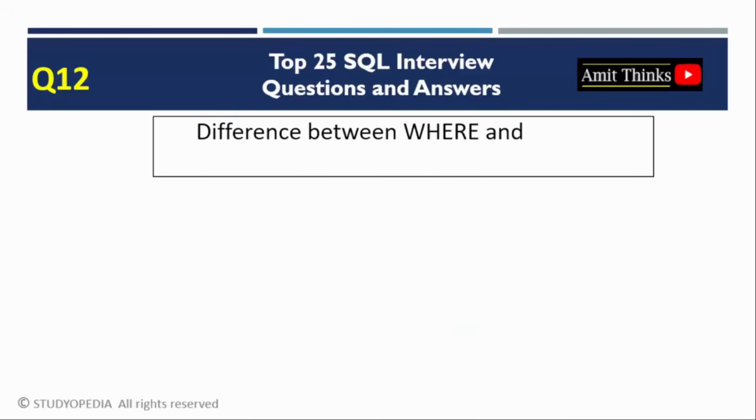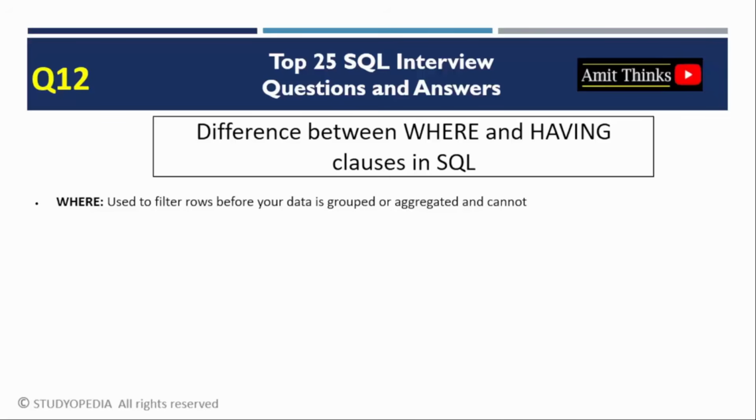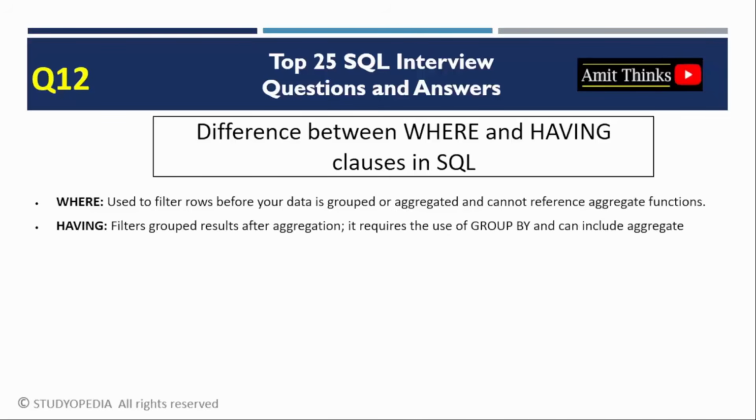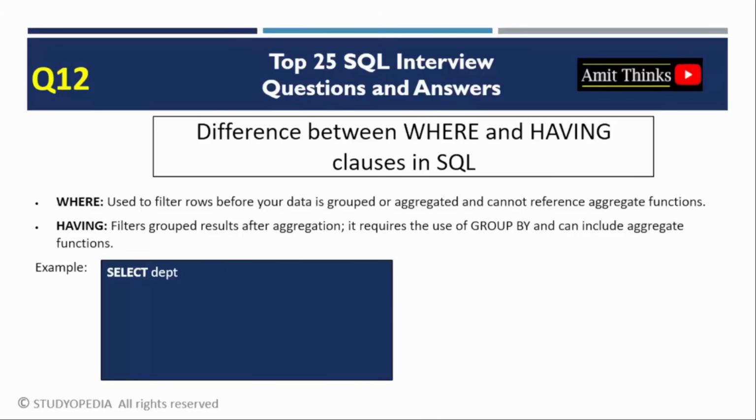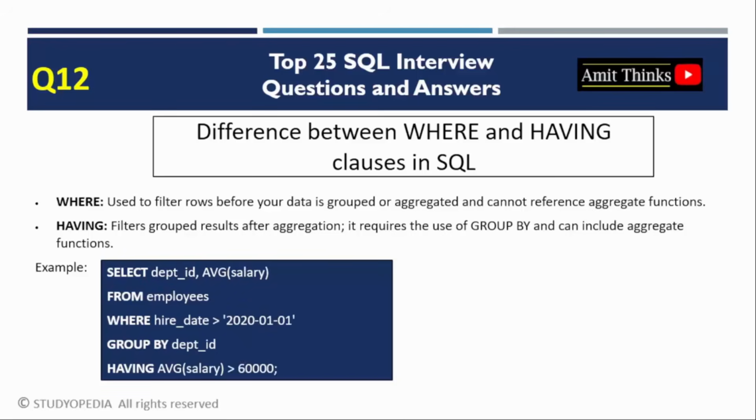The next question is, what is the difference between where and having clauses in SQL? Where filters rows before aggregation, it cannot use aggregate functions. Having filters groups after aggregation and requires group by, it can use aggregate functions. Let us see an example. In this example, we are using both where and having. The where operates on individual rows while having operates on grouped results.